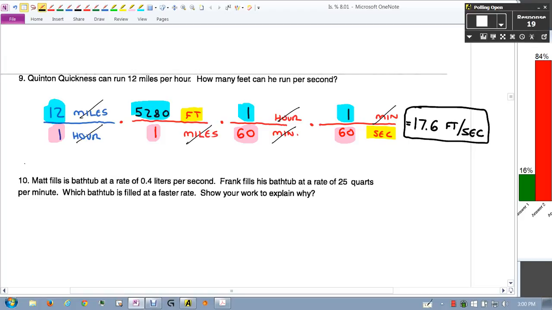So is 17.6 feet per second fast? It's 12 miles per hour. I don't think anybody runs that fast. Yeah, I do too. I call that BS too.